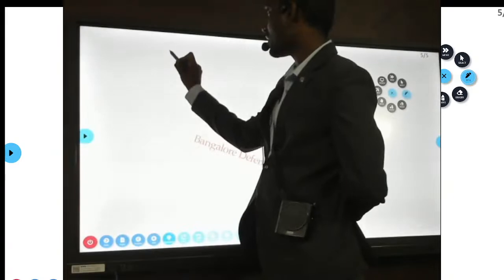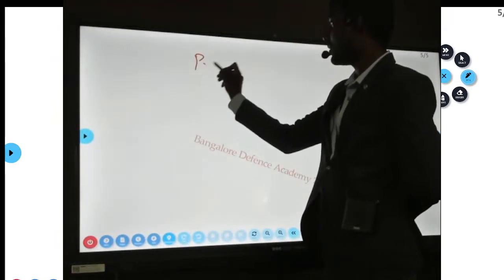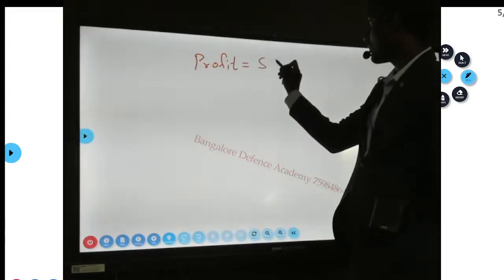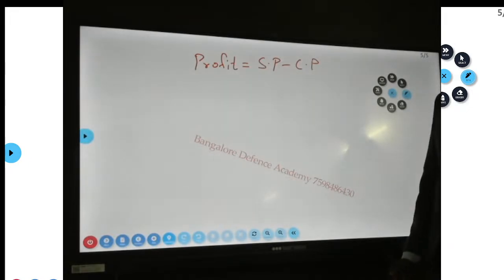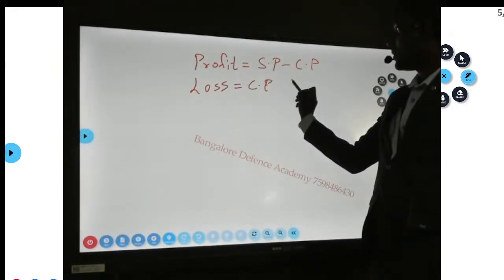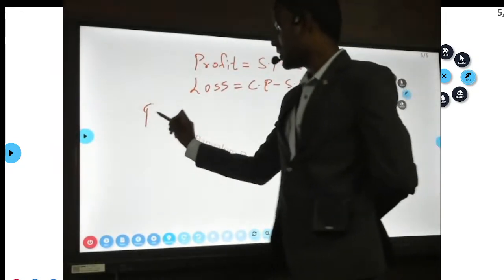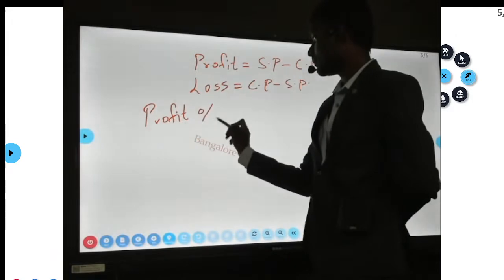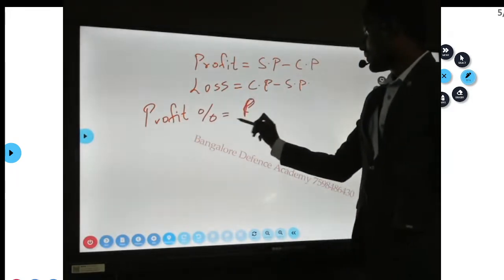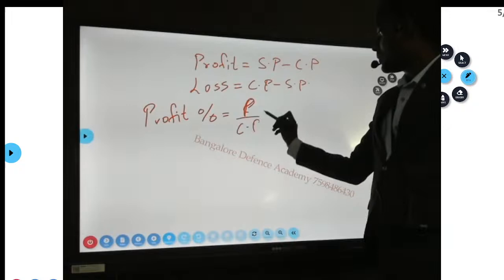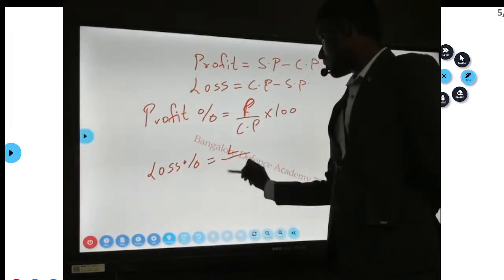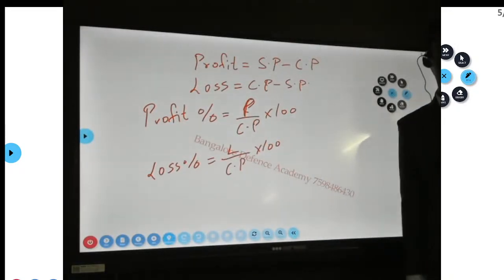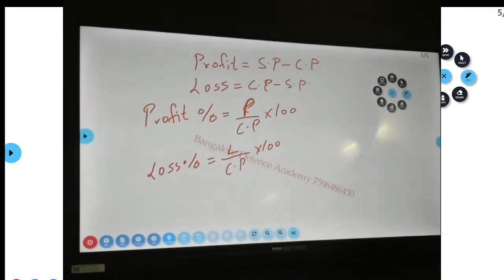You have one more chapter called as profit and loss. What is the formula for profit? SP minus CP. What is SP? And what is CP? Cost price. Loss, CP minus SP. Next, what is the formula for profit percentage? Profit by CP into 100. Next, what is the formula for loss percentage? Loss by CP into 100. Do you understand? So these are the 4 formulas that play an important role in profit and loss, comparing the quantities. Completed?